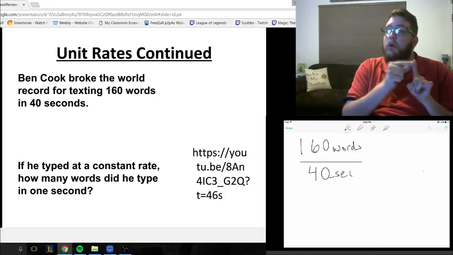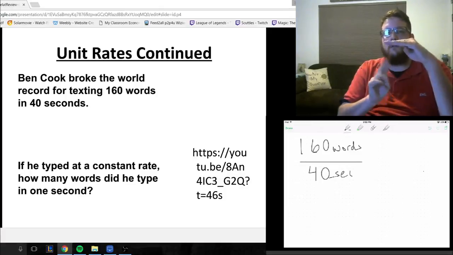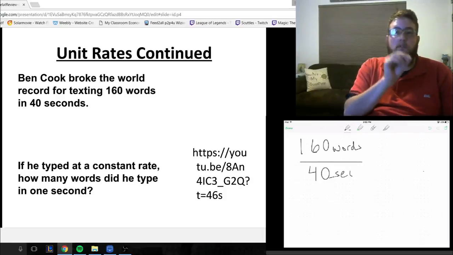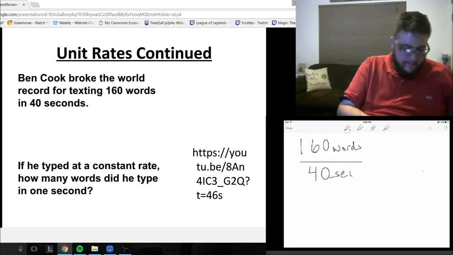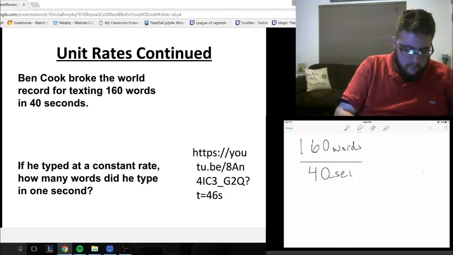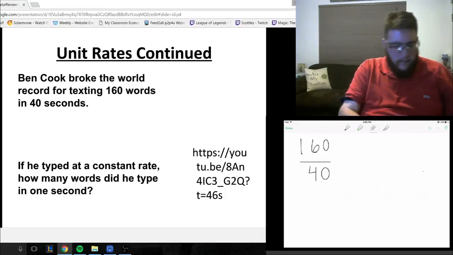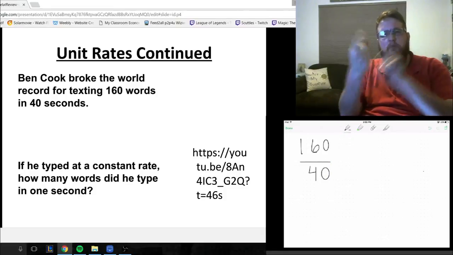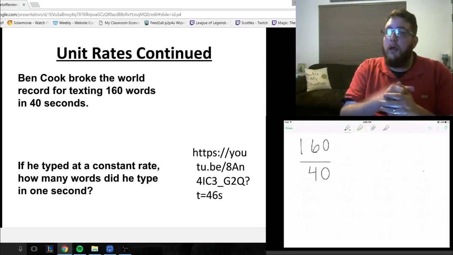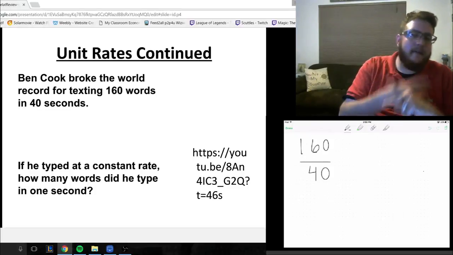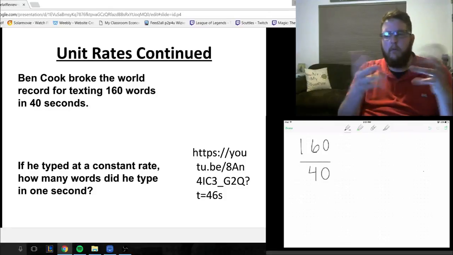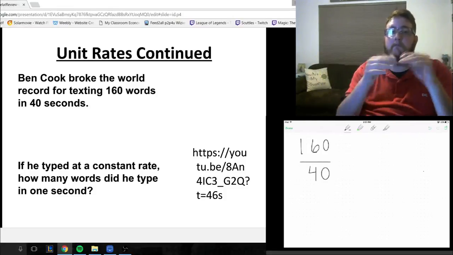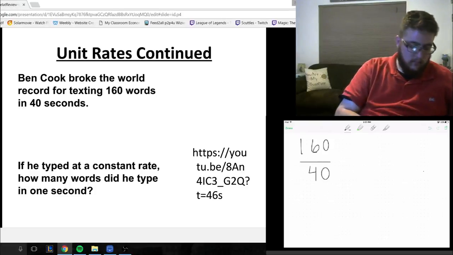So what we're trying to figure out is how many words Ben Cook could text in 1 second. So we must change the 40 to a 1 using division. And in order to do that, we must divide 40 by some number that will give us 1. So 40 divided by what equals 1? Well, you'll recall that anything divided by itself equals 1, so 40 divided by 40 will equal 1. So we'll go ahead and divide that.